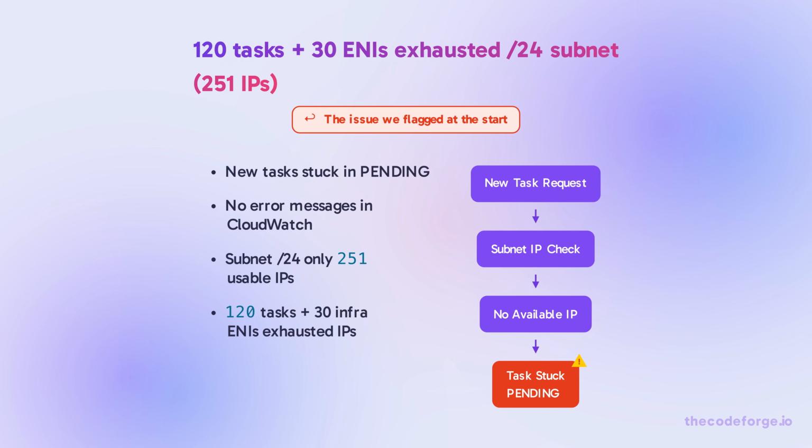This is the same issue we highlighted at the start. Here's exactly why that happened. Each Fargate task requires an ENI with a private IP. The team used 24 subnets with only 251 usable IPs per AZ. With 120 tasks running and 30 ENIs consumed by NAT gateways and ALBs, the subnets were exhausted. New tasks could not be placed because no IP addresses were available.